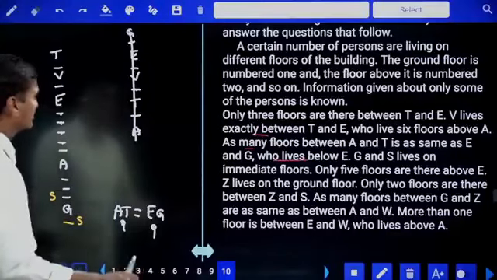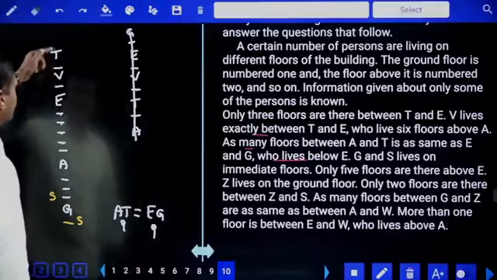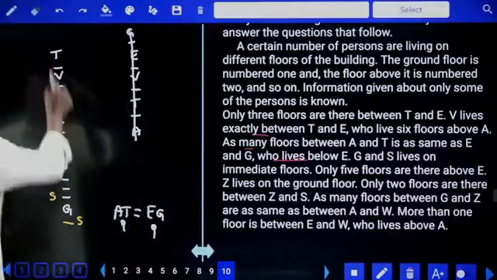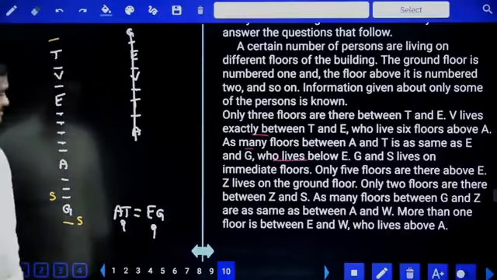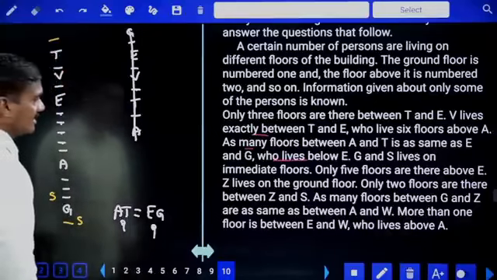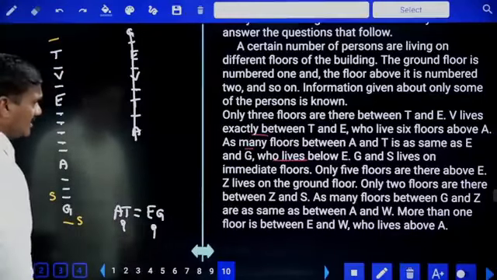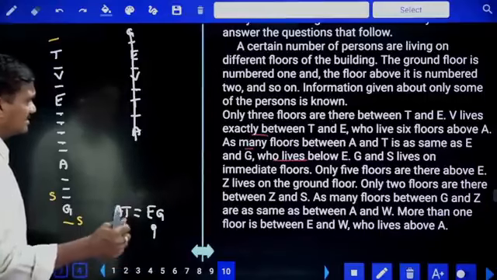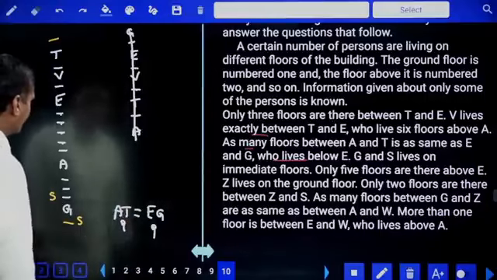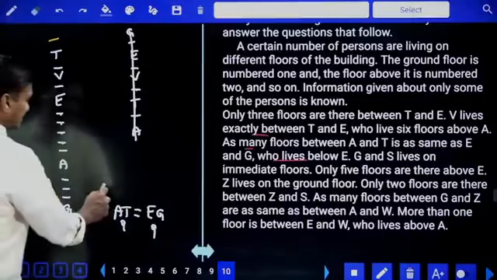Only 5 floors are above E. How many are above E? Only 5. As of now 4 were there. One more floor above this T. And only 5 floors above E. Z lives on the ground floor. As Z lives on the ground floor, Z is at the bottom.